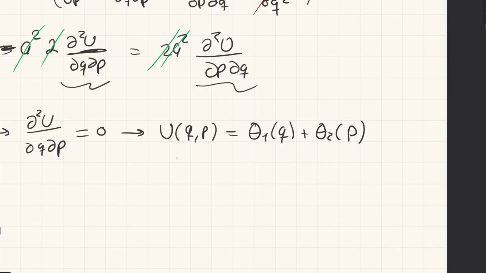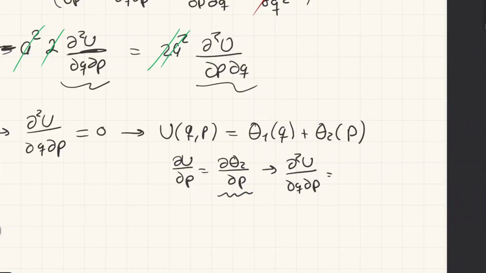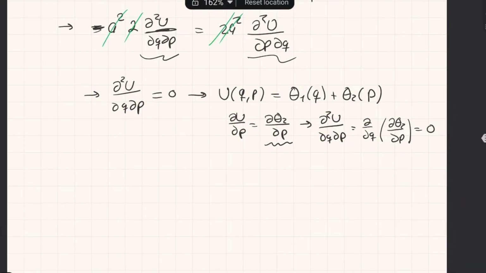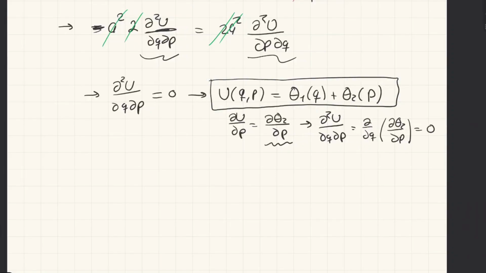We see easily that the derivative of u with respect to p is equal to just the derivative of theta 2 with respect to p, and then the second derivative of u with respect to q with respect to p, well, it's going to be the derivative with respect to q of a function that is only of the variable p. So that is, well, equal to 0, right? Perfect. So as we can see, we verify that this structure is a solution for the wave equation.